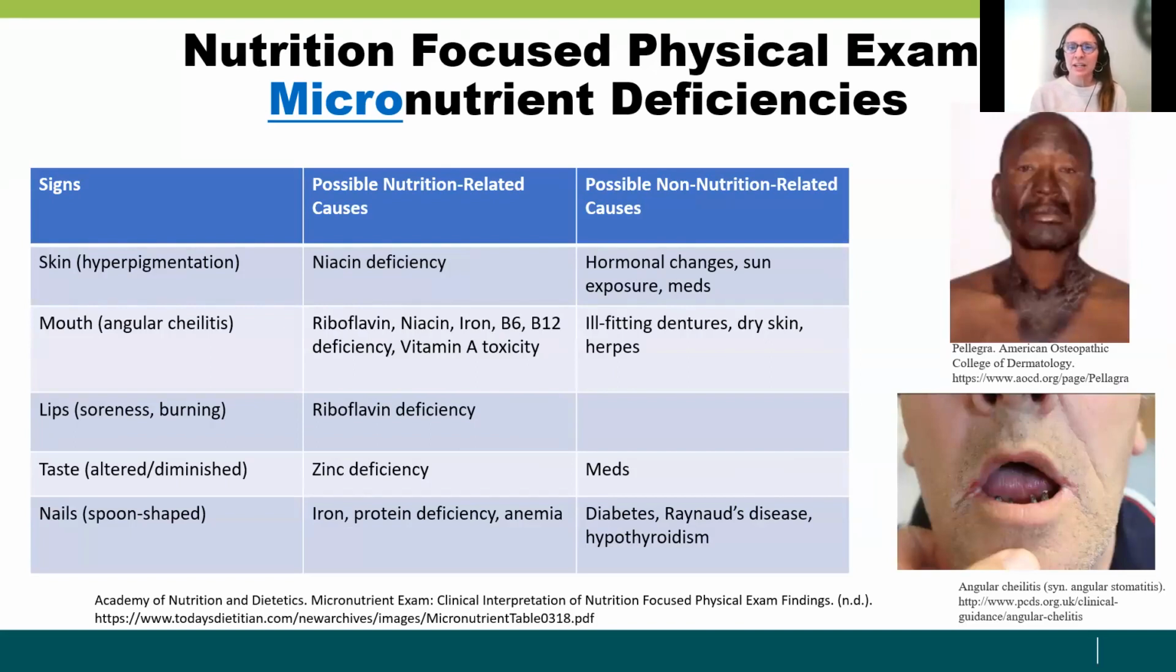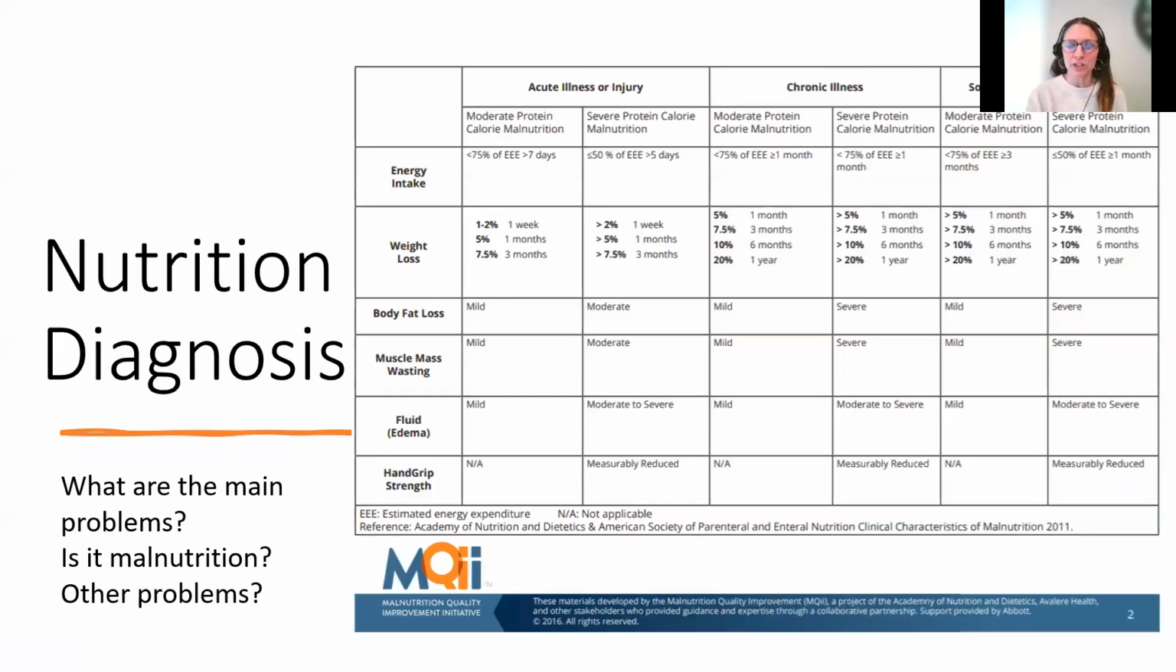With the skin, looking for good pigmentation. Mouth: is there a rash at the sides of the mouth? Soreness or burning in the lips might indicate a riboflavin deficiency. Altered taste might indicate zinc deficiency. And checking the nails for a spoon shape or cracking, different things may indicate micronutrient deficiency. This isn't across the board, as there are chronic conditions and medications that can also cause these signs and symptoms, but these are some that are related to micronutrient deficiencies.